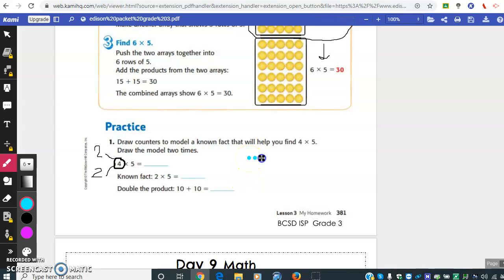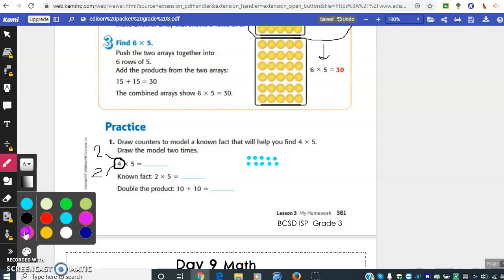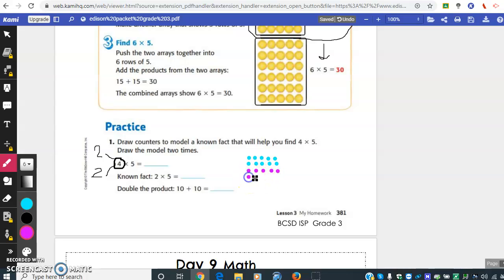1, 2, 3, 4, 5. And again, 1, 2, 3, 4, 5. 2 times 5. And then I'm going to make another 2 times 5 array. 1, 2, 3, 4, 5. 1, 2, 3, 4, 5. I'm just proving to you that this is one way to solve these problems. We know the answer is going to be 20 because we all know our 5s. 4 times 5 is 20. But look at how I can use breaking it down into its doubles to solve it.